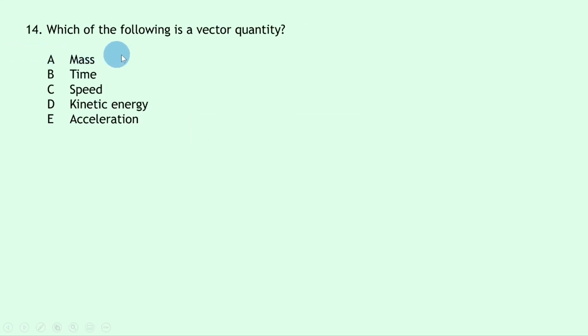Question 14 says, which of the following is a vector quantity? So remember, a vector quantity has both a magnitude, i.e. a size, and a direction. So which of these 5 variables needs a direction? Well, it's going to be not mass, not time, not speed, not kinetic energy, but acceleration. So our answer has got to be acceleration, because we care about direction when we define accelerations.